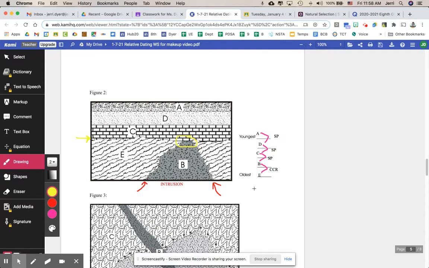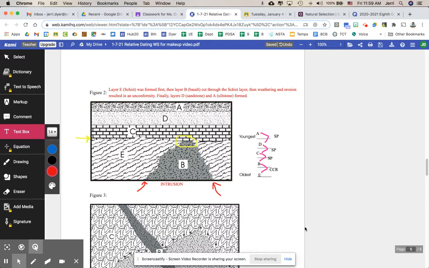So now what I would like you to do is see if you can write a history of figure 2. Try to do that on your own. Okay, so here is the information that I came up with. Layer E, which is schist, was formed first, then layer B, which was basalt, cut through the schist layer. Then weathering and erosion resulted in an unconformity. Finally, layers D, sandstone, and A, siltstone formed on top of E and B.